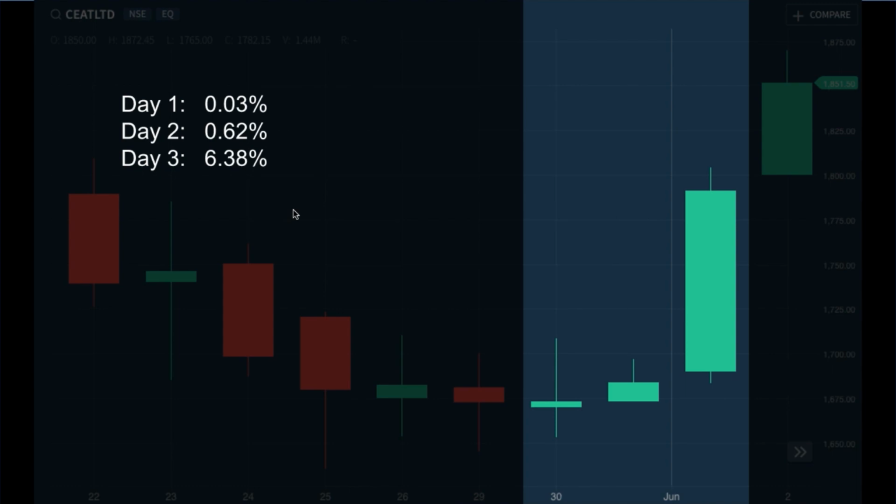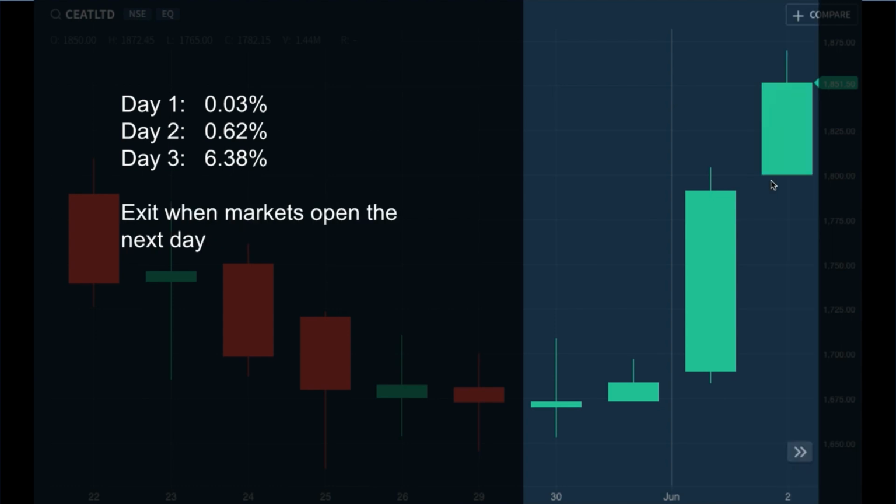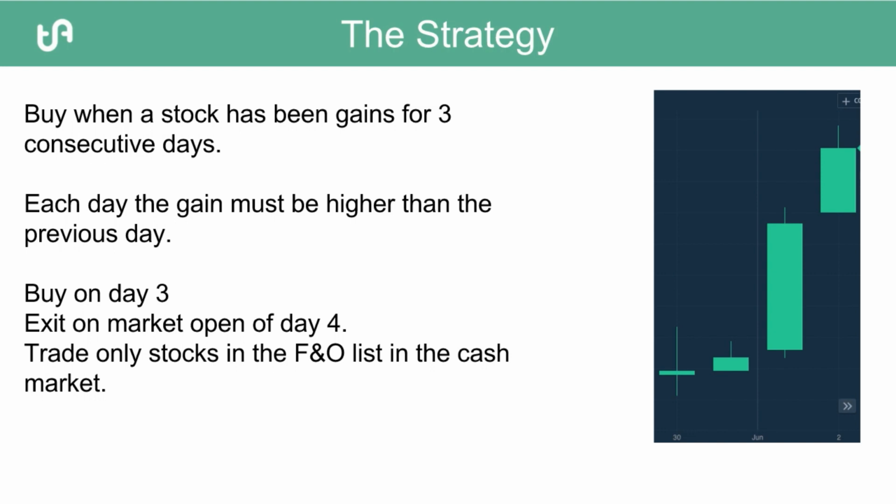Final question to you. What would you do on this day? Yes, you'll buy it and you'll exit on day number 4 and you would have made a clean profit. That's it, the momentum strategy. Now the question is, how well does this strategy actually do and how do we pick stocks?